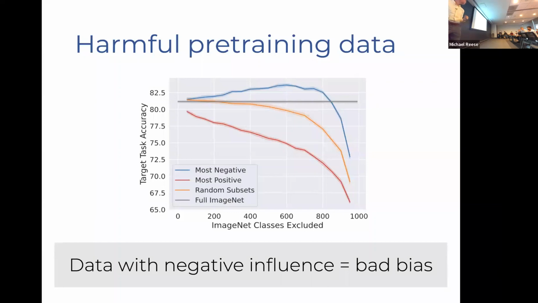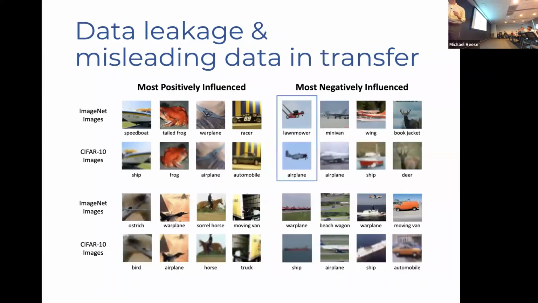All right, we're running out of time, so I'll just give you a quick overview of some of the other things you can find out when you start looking at what's a positive and what's a negative influencer. Positive influencers are things that really improve your accuracy on specific data points. It turns out that a lot of them are copies of your test data. So very positive influencers are data leakage. In this case, CIFAR-10 is just the 32 by 32 resolution version of the thing that was highly influential in ImageNet.